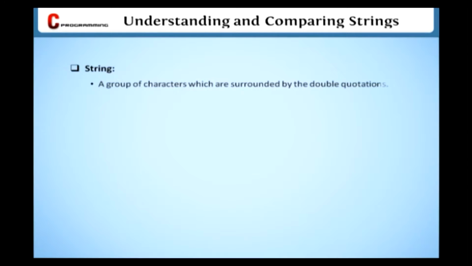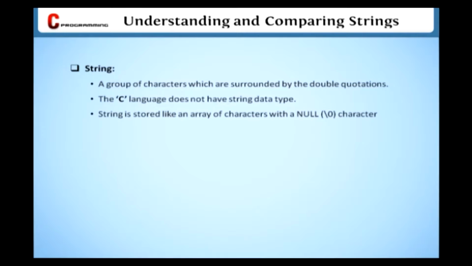Understanding and comparing strings. In this lesson, we will discuss the fundamentals of strings and will compare two strings. A string is nothing but a group of characters which are surrounded by double quotations. The C language does not have string data type. Instead, a string is stored like an array of characters with a null/0 character at the end.